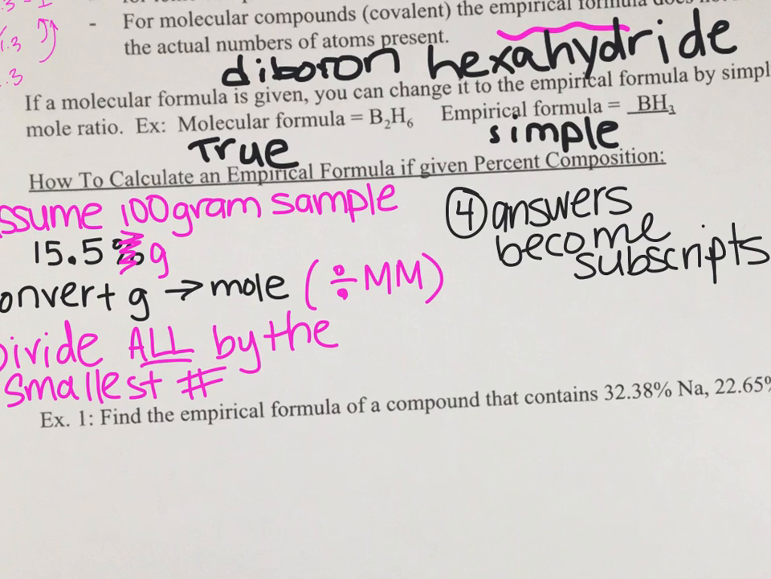Okay, your answers become subscripts. But put a star there because there is an exception to this. Just like I showed you before, when we start calculating, after we've divided by the smallest and we get these whole numbers, we put those in as subscripts.